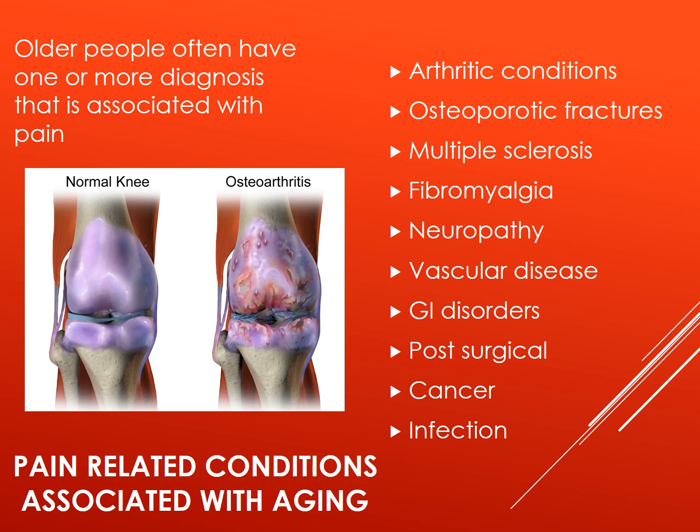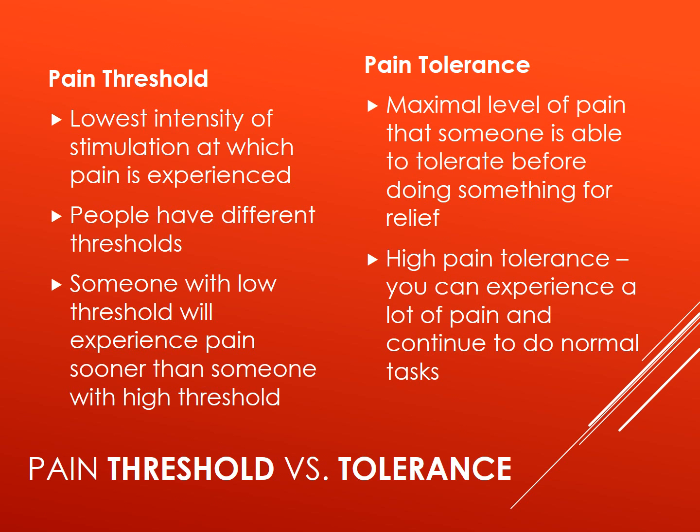The literature clearly reflects that most older people admit to having pain, and that it's not surprising given the number of pain-related conditions that are often experienced by older people. Pain is a subjective experience, and no two people experience it the same way. This often has to do with differences in pain threshold and tolerance. Pain threshold is the lowest intensity of stimulation at which pain is experienced. Pain tolerance is the maximal level of pain that someone is able to tolerate before doing something for relief.